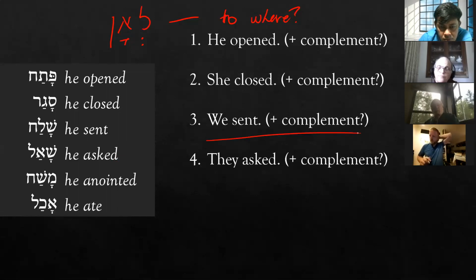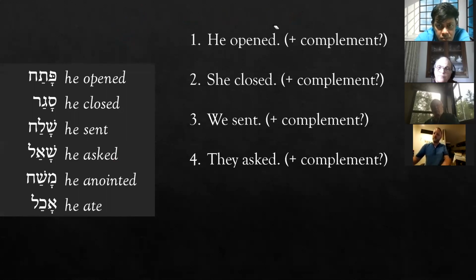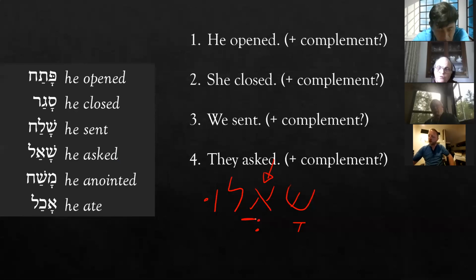Next, they asked. How would you say they asked? If Sha'al is he asked, they is Sha'alu. You want the long vowel here and you want this one reduced. And what happens with the guttural, it's sha'alu. The shva becomes a composite shva. Sha'alu, they asked.